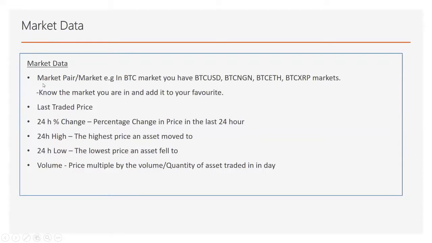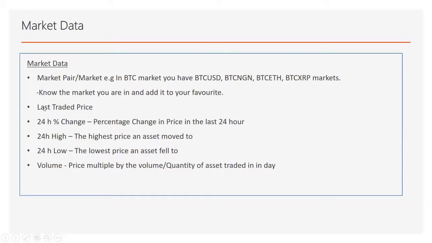So some of this information or data we have on our charts. Number one, we have the market pair, which we know. For example, in BTC markets, you have BTC USD, BTC Naira, BTC Ethereum, BTC XRP, and so on and so forth. Under BTC markets, you have different pairs. So you need to know the market you are in, and you can add that particular market you are trading to your favorites. I'll show us what that means.